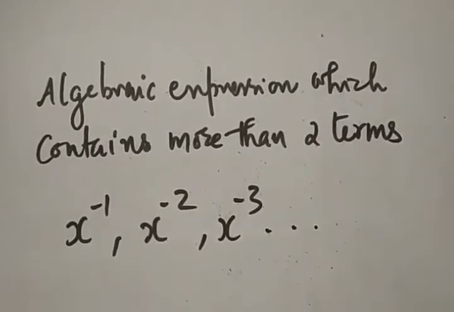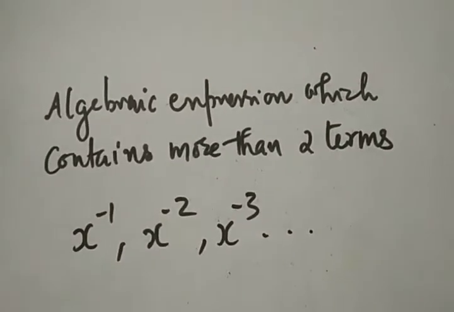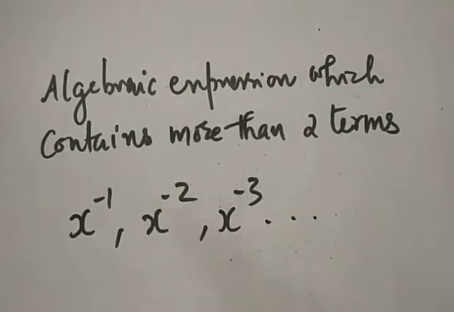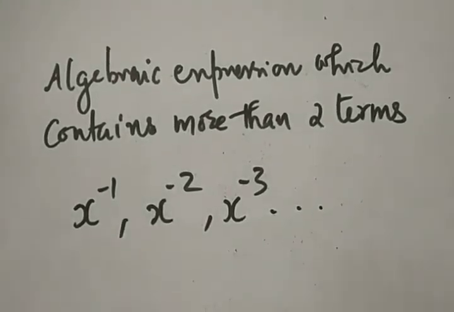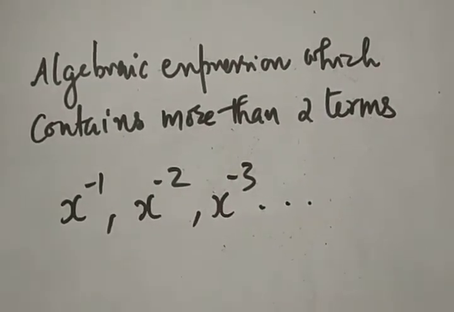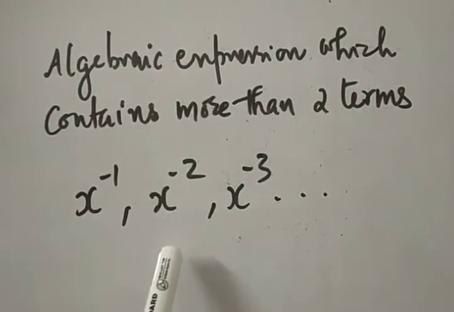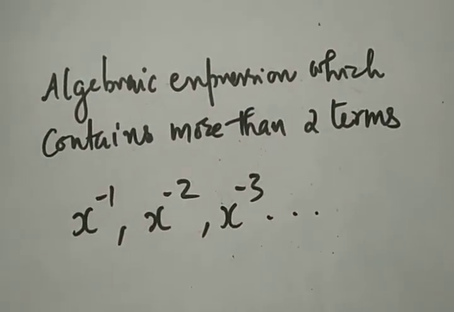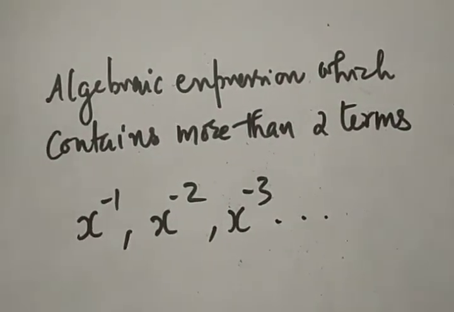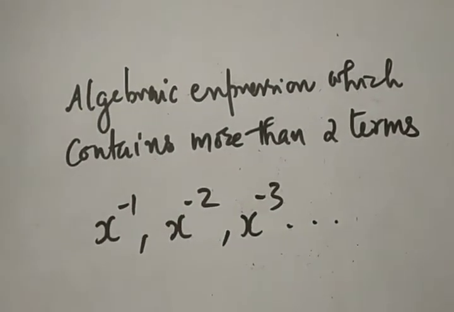We already discussed polynomials. So what are polynomials? Polynomials are algebraic expressions which contain more than two terms. And there is one thing to be noted: if an algebraic expression contains terms of these forms, like x raised to minus 1, x raised to minus 2, x raised to minus 3, that is, if a term has a negative power, then that algebraic expression is not a polynomial.